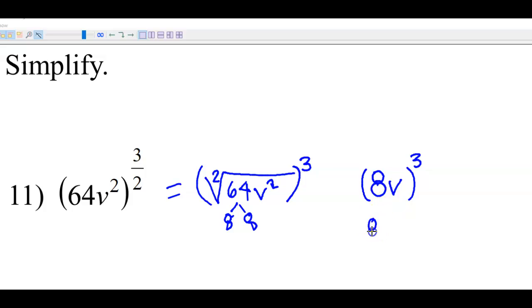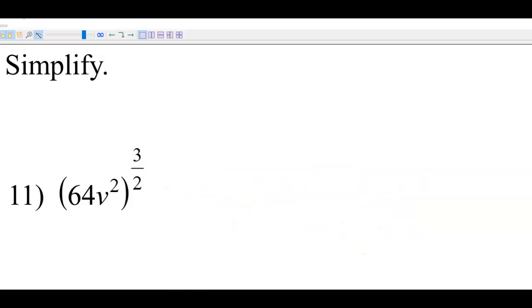So 8 to the third times v to the third. And then I can go ahead and evaluate 8 to the third. So 8 times 8 is 64, and 64 times 8 is 512. Whoops, it's disappeared here. So it would just be 512. That is not a 12. Oh man, my marker is struggling. So 512 times v to the third.